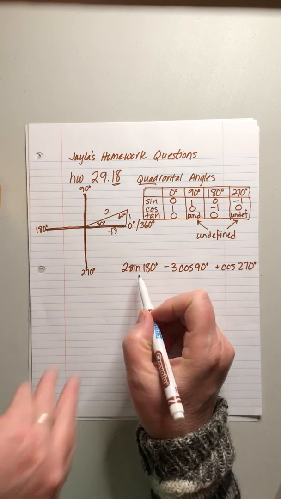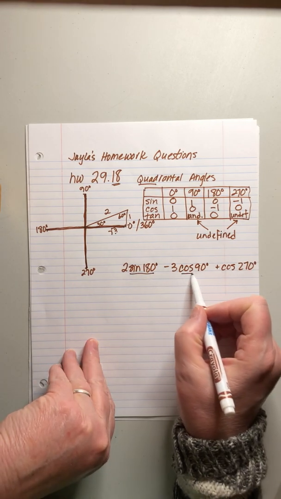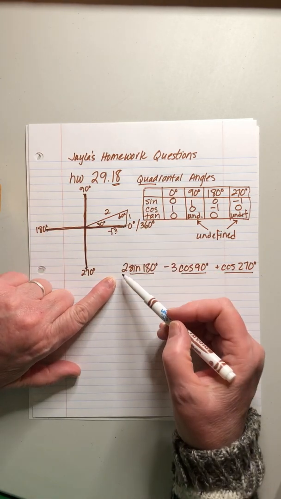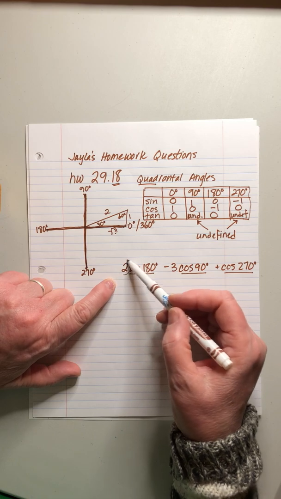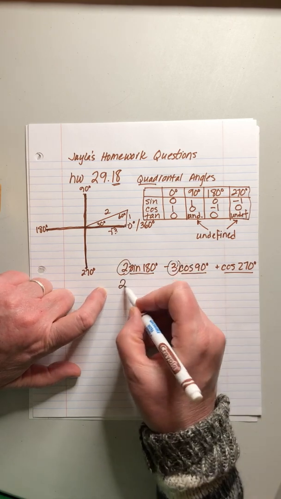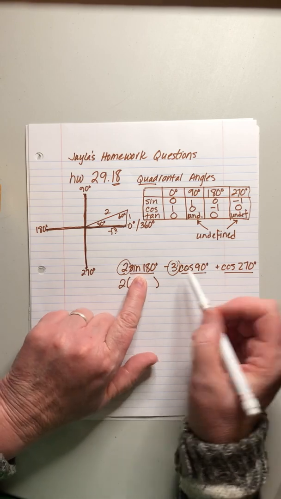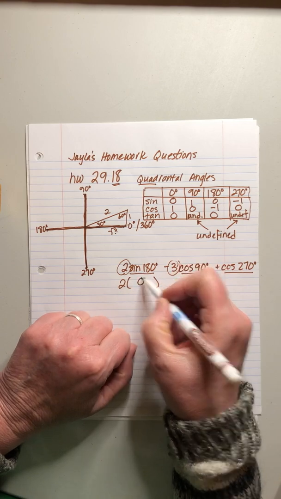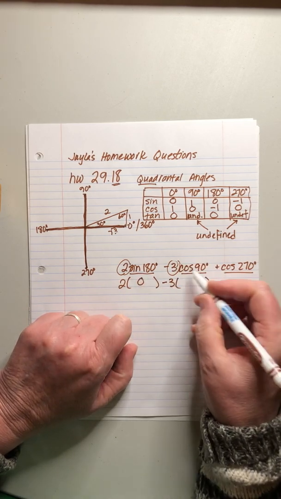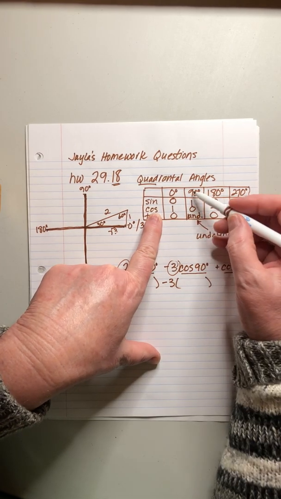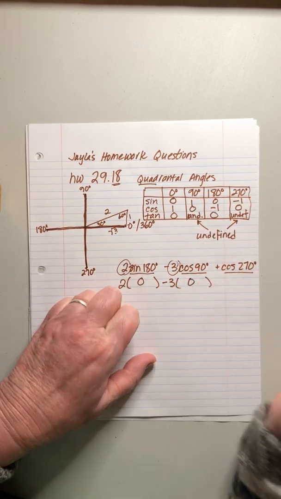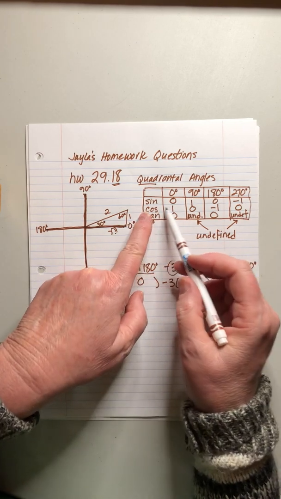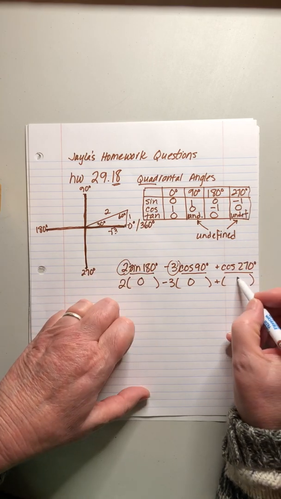We recognize that these are quadrantal values, right? 90, 180, and 270. So we're going to refer to our chart to find the values. The expressions that have the leading coefficient, we'll just copy that, but then we'll use parentheses to say, what's the sine at 180? Sine 180 is 0. Minus 3 times, what's the cosine at 90 degrees? Cosine 90 degrees is also 0. Plus, this one doesn't have a coefficient, so we just find the cosine of 270, also 0.